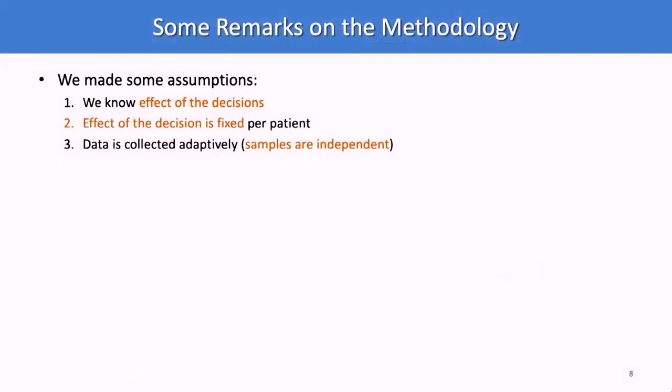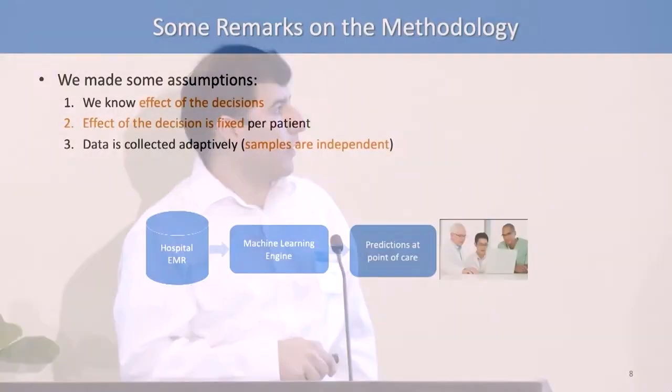calculated per patient. And then the third one is that data is collected adaptively. And this is something that is becoming more of a problem. From a math perspective, we say samples are actually not independent. Let me just elaborate a little bit on this. So we have hospital electronic medical records.